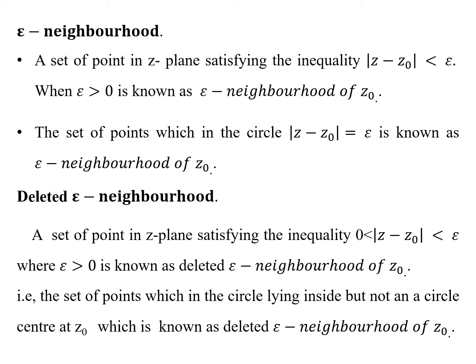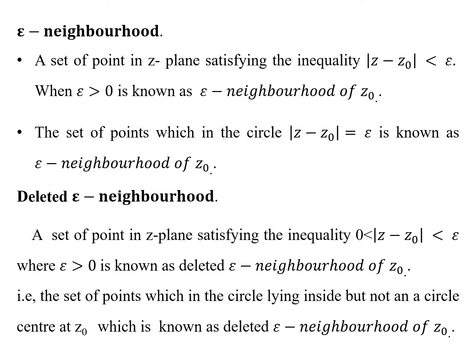So next thing, deleted epsilon neighborhood. A set of points in the z plane satisfying the inequality 0 less than mod z minus z naught less than epsilon, where epsilon greater than 0, is known as deleted epsilon neighborhood of z naught. We know what is epsilon neighborhood. So this is deleted epsilon neighborhood.